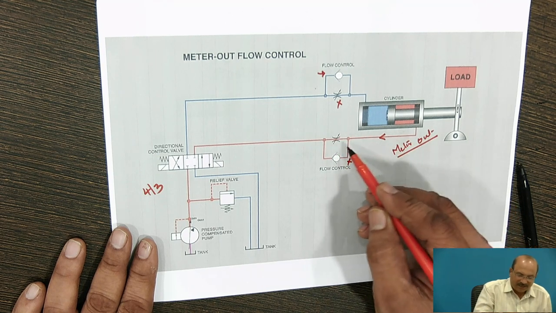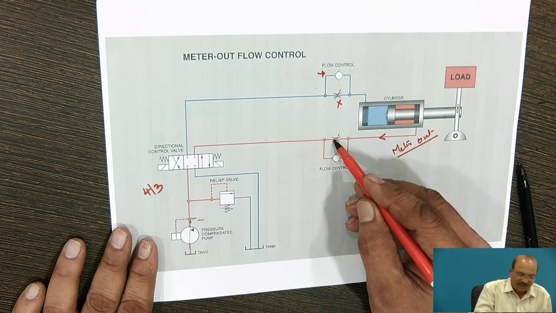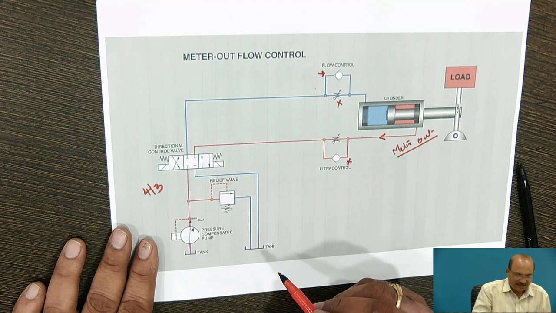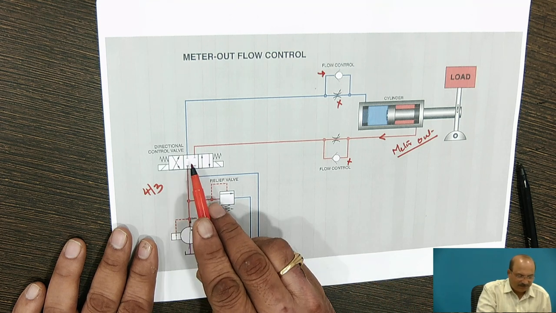So meter out means the outside flow is what you are going to be controlling. Whatever is coming out is going to be controlled. Then it comes back to the reservoir. The same thing is going to be applied in reverse.